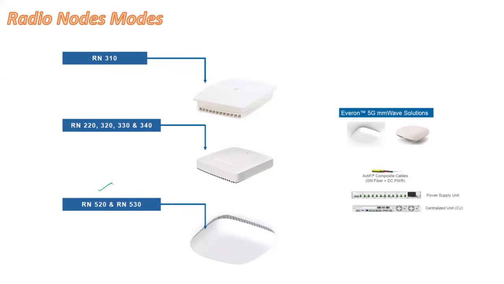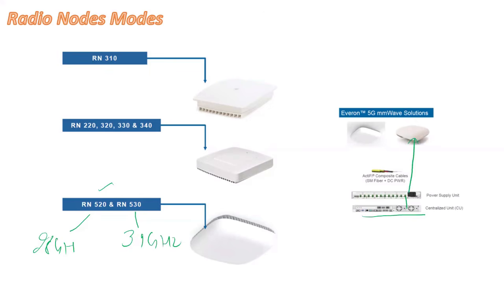So RN 520 supports 28 gigahertz and RN 530 supports 39 gigahertz, right? In case of 5G, their block diagram is a little bit different. Instead of a service node, they have a centralized unit, and the centralized unit is connected to the power supply, and the power supply, with the help of this composite cable, is connected directly to the radio nodes.